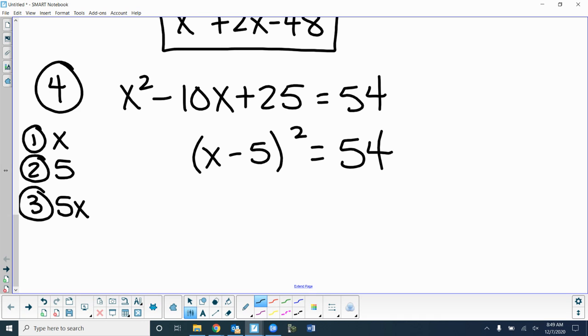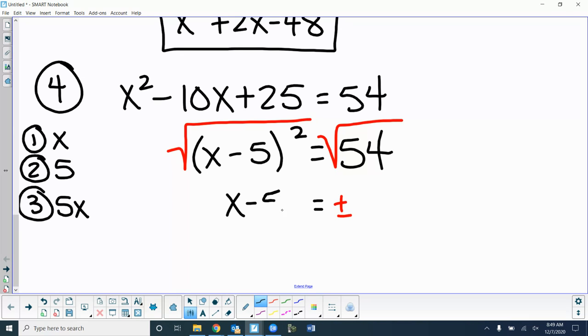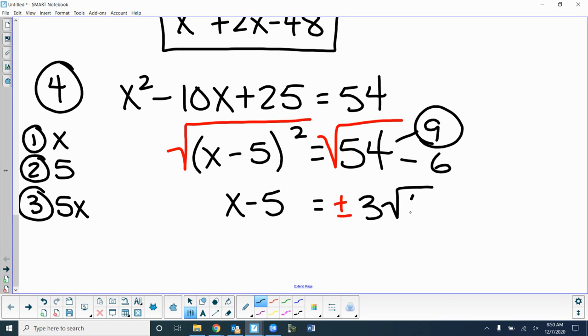Now, what do you do from there to solve this? Square root, yes. Square root both sides. And what symbol do we have to remember? Plus or minus, yes. And this, break down, don't put it in your calculator. Put it in simplest radical form. So what's the square root of 9? 3. So you can pull that 3 out.